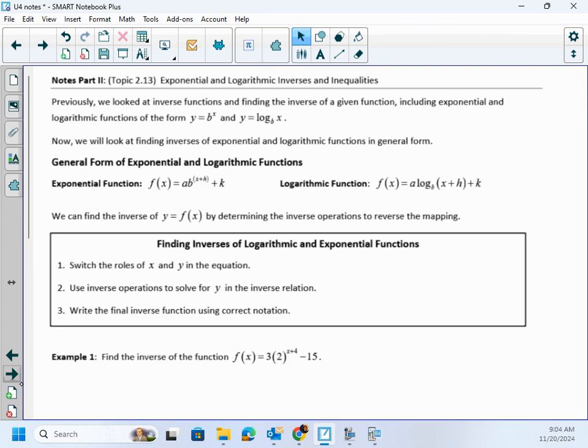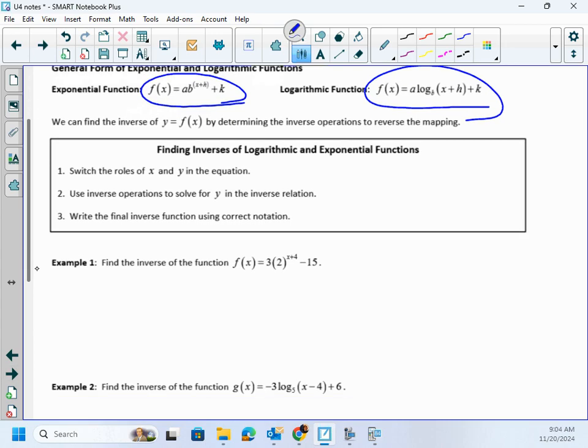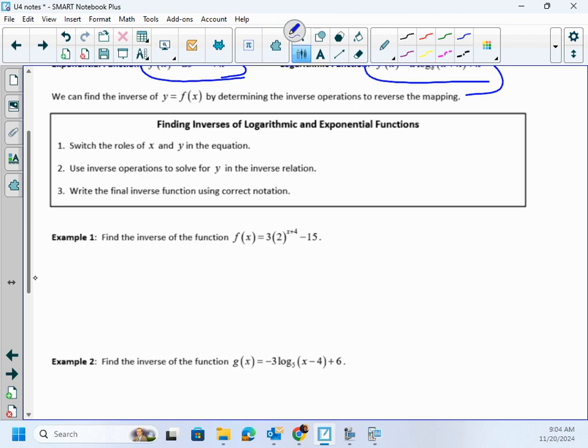Alright. So now what happens if I want to find inverses? A reminder about inverses: inverses means you're switching x's and y's. And we're going to talk about inverses in terms of the general form. Again, just like we did before, here's the general form for exponentials, and here's the general form for logs, how to move left, right, up and down, and so on. But if I'm finding inverses, you are switching x and y, you are solving, and then you write the correct notation, which means I'm going to write it as f to the negative 1 power. f to the negative 1 of x, that's the inverse function. Or g to the negative 1 of x, and so on.